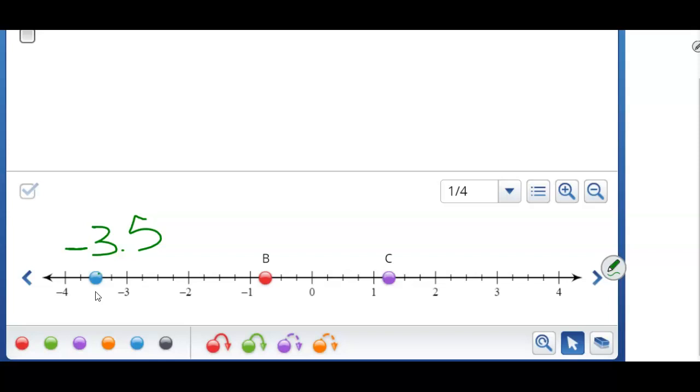So then what is the fraction form of this? Negative 3 and 1/2. Good. What is the opposite of this? 3 and 1/2. Good. Do we see what we're doing? Okay, go ahead and solve for B and C.